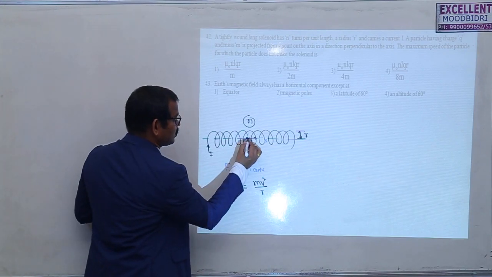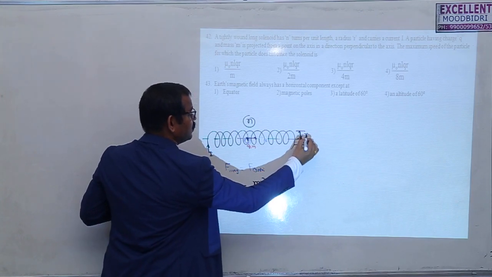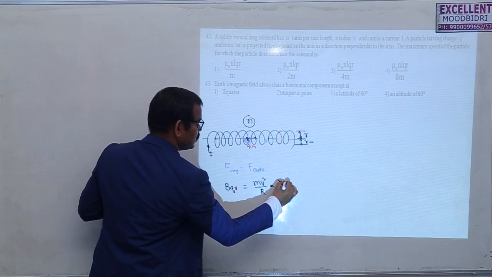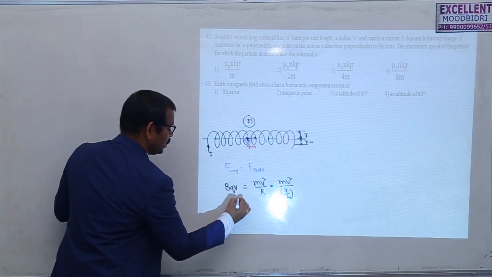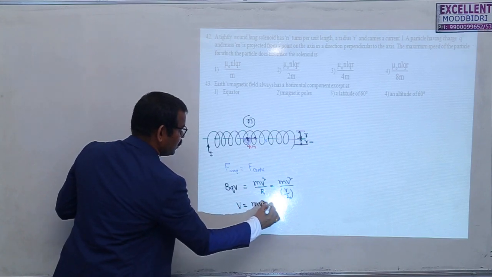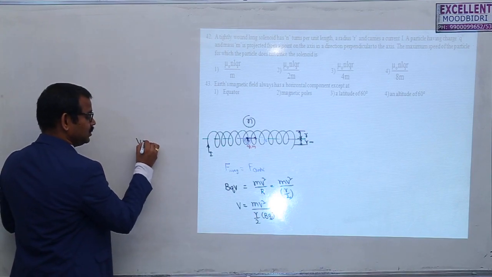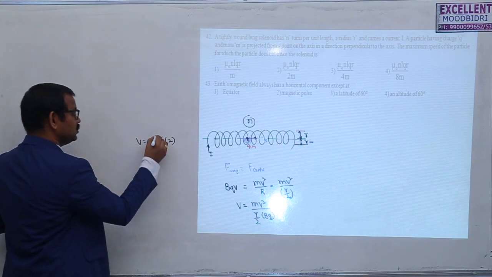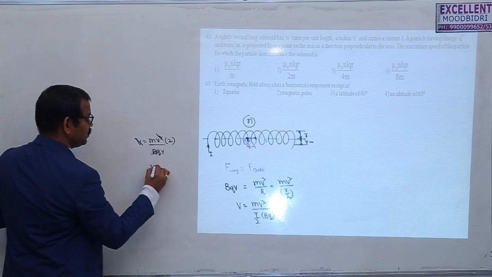But what is the radius of the circular path described by the charged particle? This is exactly equal to half of the radius of the solenoid. So if the radius of the solenoid is r, this is equal to mv square by r by 2. From this, the velocity of the charged particle is mv square by r by 2 into BQ, so it is mv square by BQr into 2. Velocity and velocity will get cancelled here.